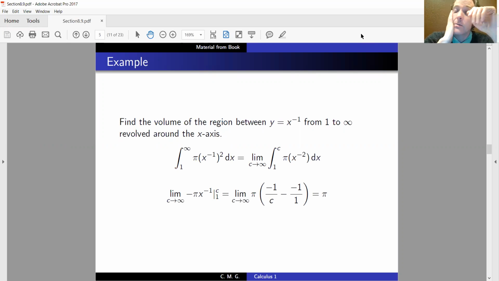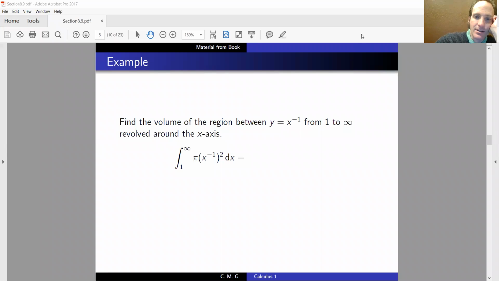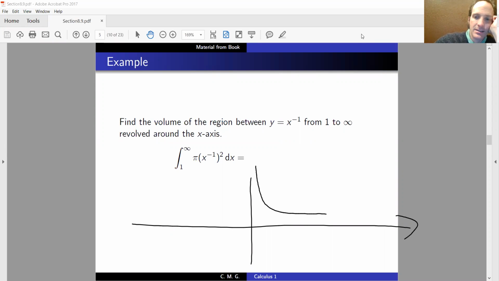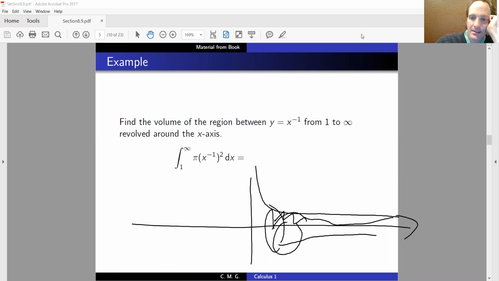So what in the world? Oh my gosh. What we got here is that the volume of this region, y equals x to the negative 1, from 1 to infinity, revolved around the x-axis, is not infinite. It's pi. Even though the area underneath this curve, x to the minus 1, is infinite, the volume that we get by revolving it around the x-axis is actually pi. So it's pi units cubed.